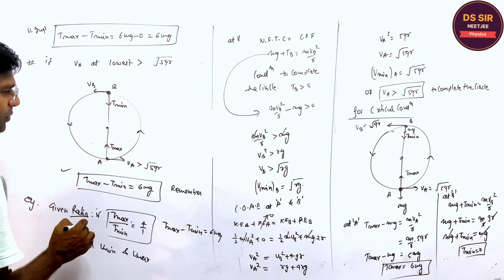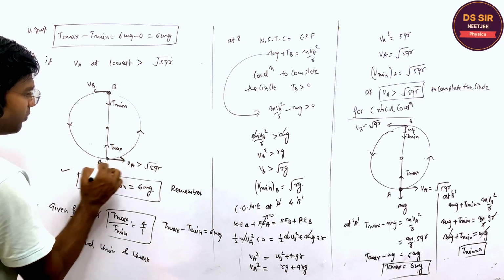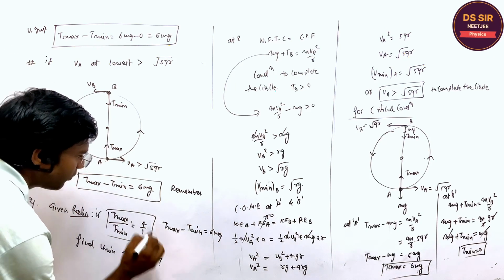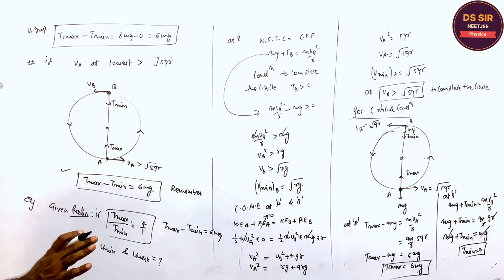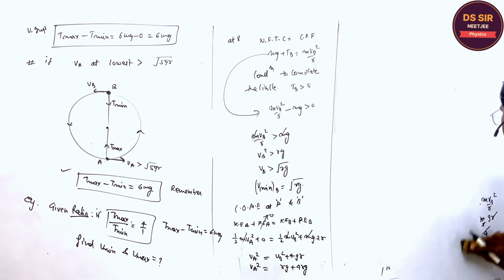Where will be the minimum speed? At this point will be the minimum speed, and at this point will be the maximum speed. You have to find. Is it clear or not? So this is the question you have to do at your home. Is it okay? Right.